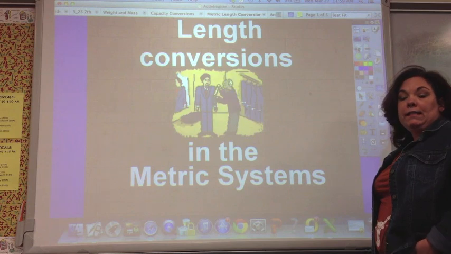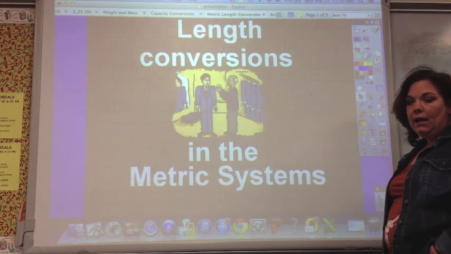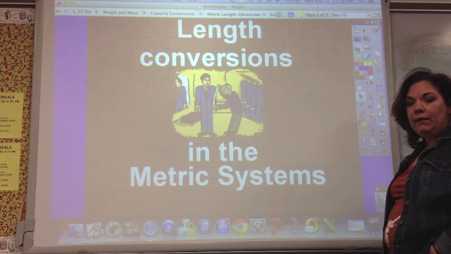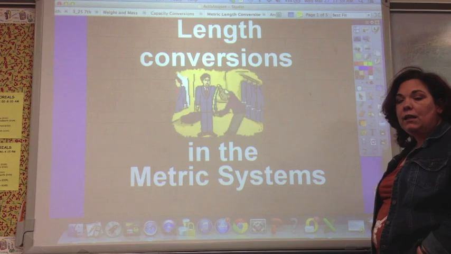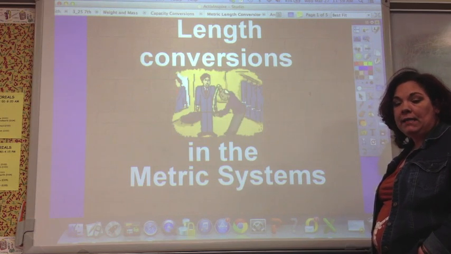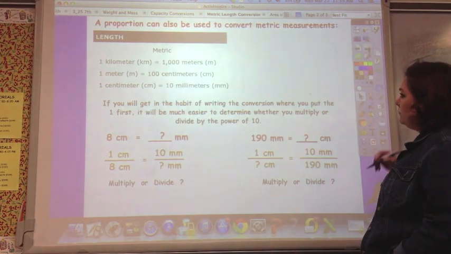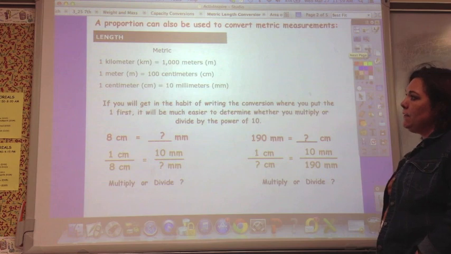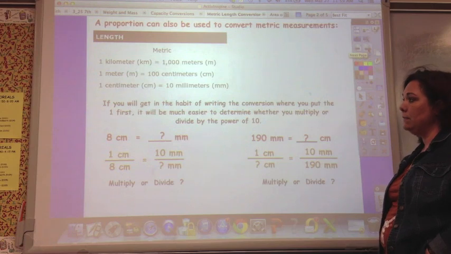Length conversions in the metric system. So we learned customary, and this is what everyone else in the world uses except for the U.S. Is metric. And the great thing about metric is it's based on the system of 10. So you can also use a proportion to convert metric measurements, the same way we used a proportion in customary.